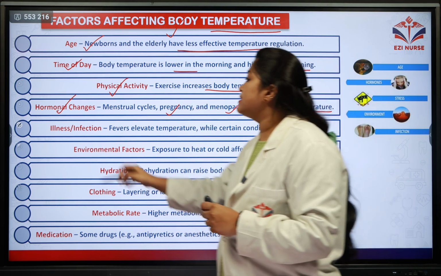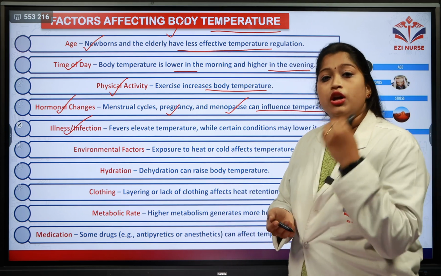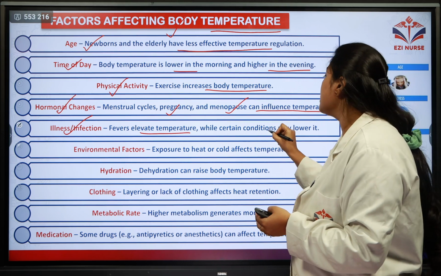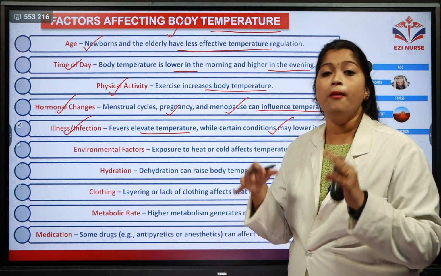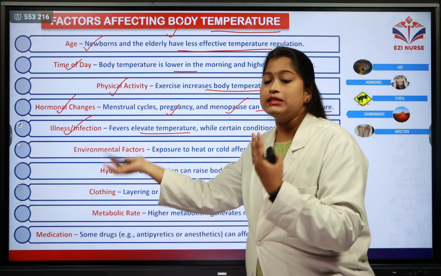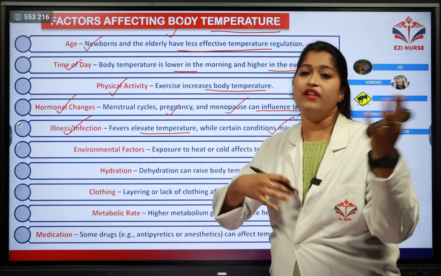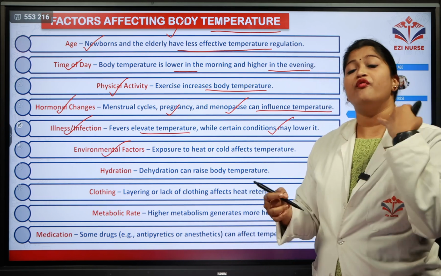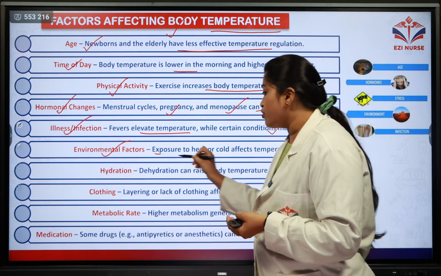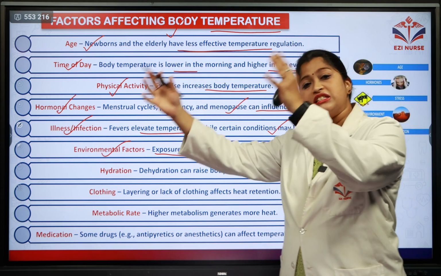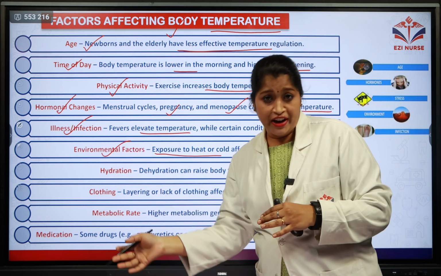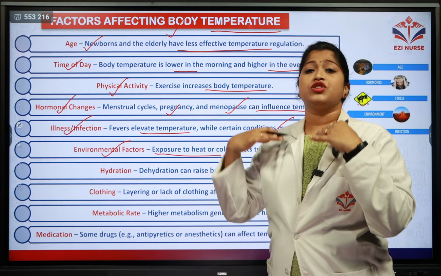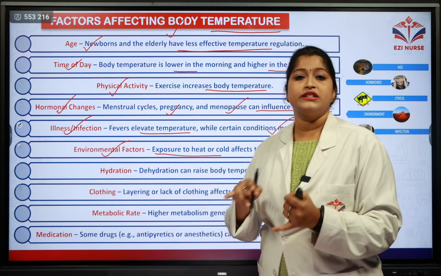And the next one is illness or infection. Usually fever elevates the temperature, while in certain conditions it may also decrease our body temperature. Due to illness or infections, the body temperature fluctuates. So the next factor is environmental factors. When a person is exposed to heat, his body temperature increases. If he is exposed to extreme cold, then his body temperature goes down according to the environmental factors.